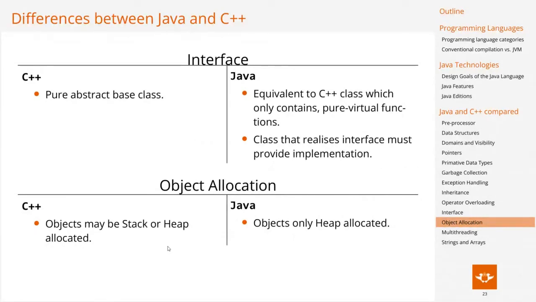Object allocation. In C++, you had a way to allocate either on the stack or the heap. So it was either you had a constructor or you had new constructor, and that would allocate either on the stack or the heap. With Java, because all memory management is handled by the virtual machine, you only have heap allocation. There is no stack allocation.